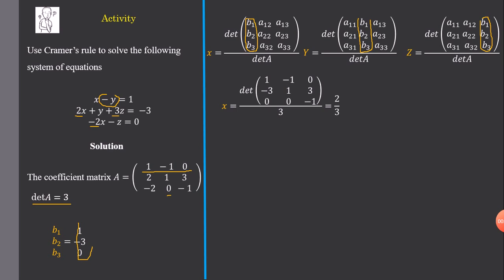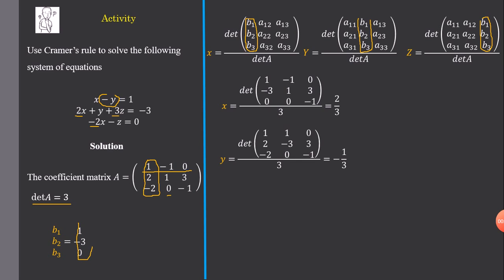So here we have the determinant. We have replaced in the first column 1, 2, and -2 by 1, -3, 0, and the determinant of this matrix is equal to 2 divided by the determinant of A, which is 3, and we are going to have 2/3.